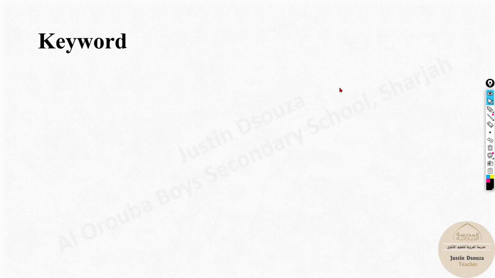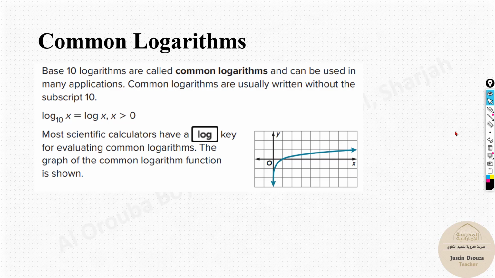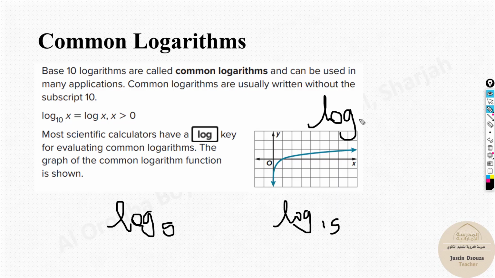Before I tell what a common log is, let's see the keyword. It's the same thing, common logarithms or common log. Now, what is this common log exactly? Let me write log base 5. This is a logarithmic function, but we don't call it common log. Let me write log base 15. But let me write log base 10. This is called common log.